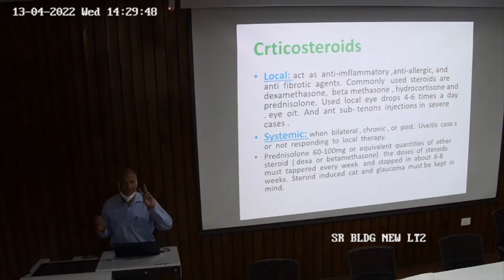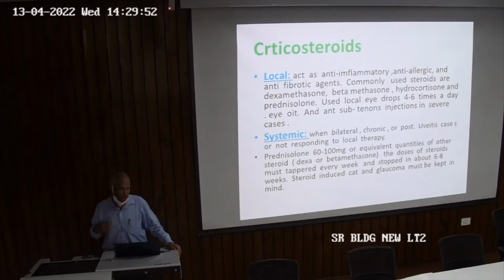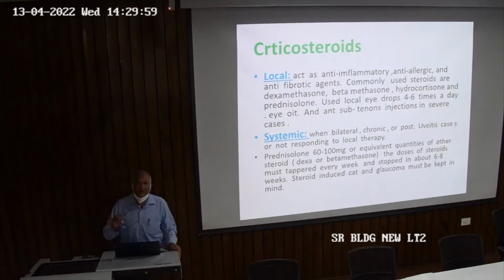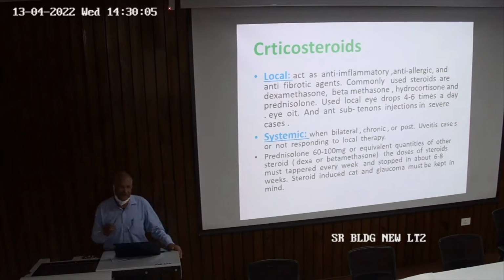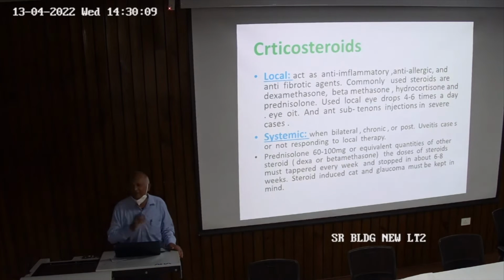So two drugs are important whenever a case of iridocyclitis is diagnosed. We will start steroid and cycloplegic drugs. Antibiotics many times have no role, because if this is allergic and not infective, then antibiotics have no role. But in the allergic or other part, these steroids and cycloplegic drugs will definitely help the patient.